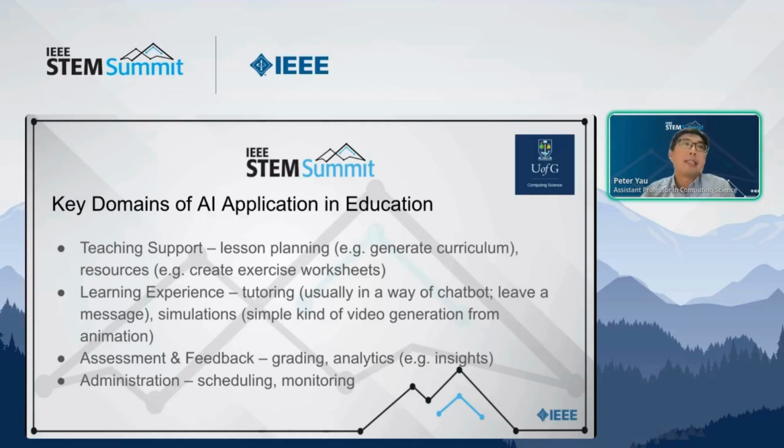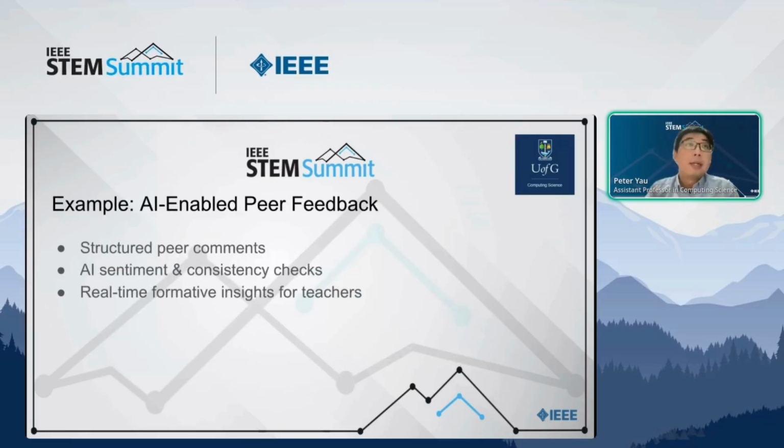Level 4, I would say, is administration, scheduling and monitoring, but I'm going to elaborate on that a little in the next stage. So I would like to give you one example: AI-enabled peer feedback. This one came from my real experience, because it is one of my research projects, and I did it in my classroom over the past 3 years.